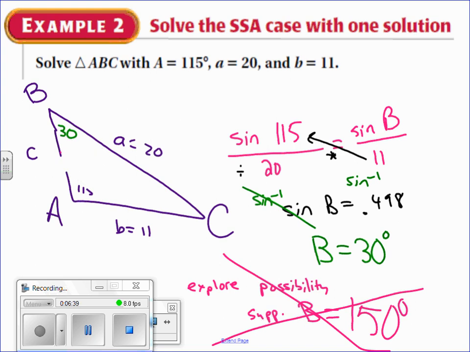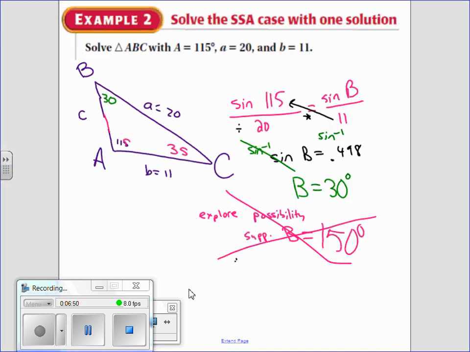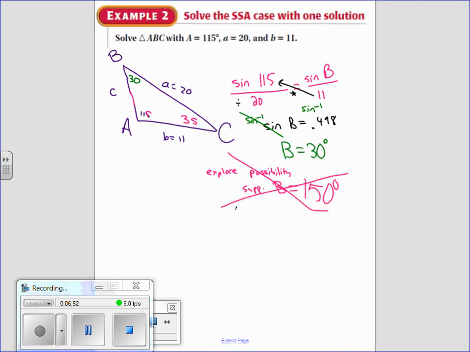If that upper corner is 30, and this was a 115, how big is C? 35, thank you. I like when scholars have worked ahead. And then I need a little more workspace because we need to do the law of sines one last time. So sine of 115 goes with 20. Sine of 35 goes with C. You'll solve that out just like yesterday.